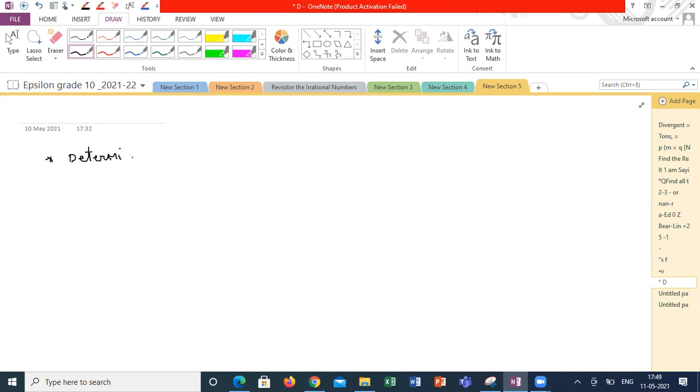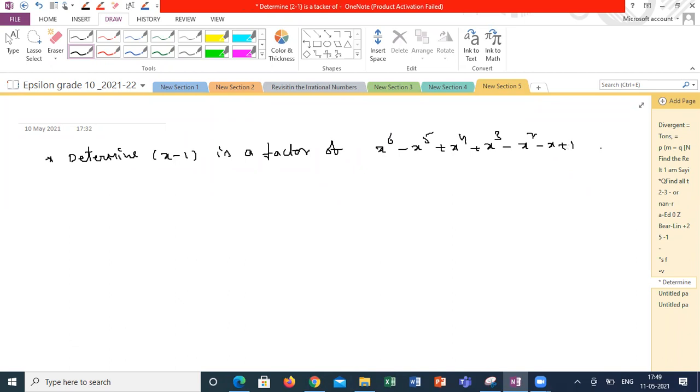Determine whether x minus 1 is a factor of x power 6 minus x power 5 plus x power 4 plus x cube minus x square minus x plus 1 or not, without long division method. What method do you have to use here? Without long division method, which method do you have to use here?